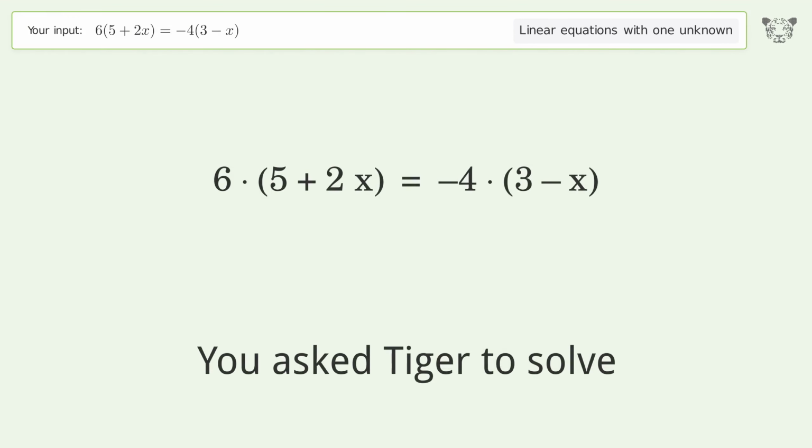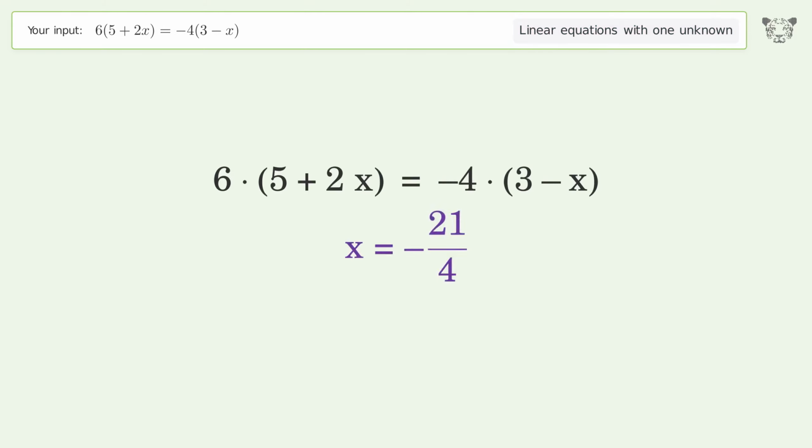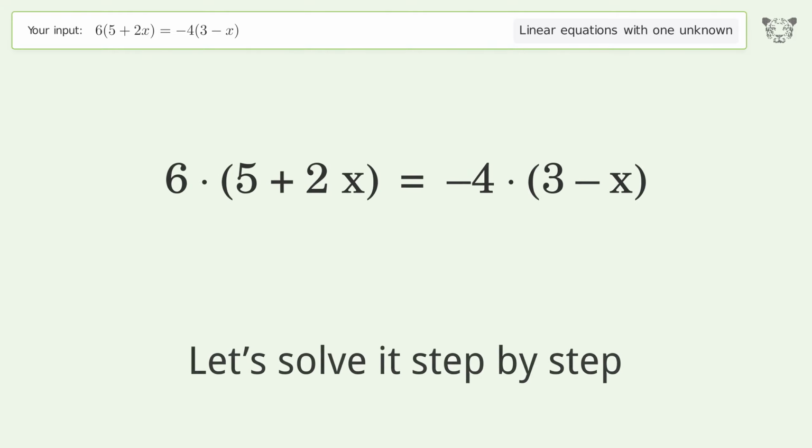You ask Tiger to solve. This deals with linear equations with one unknown. The final result is x equals -21/4. Let's solve it step by step.